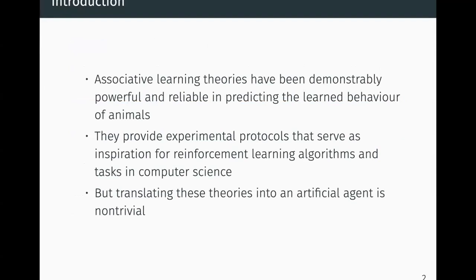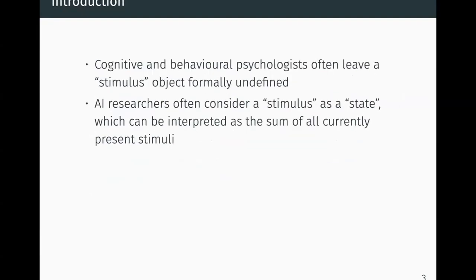To introduce the topic, animal psychologists have these associative learning theories, which are reliable in predicting the learned behavior of animals, and crucially, they also provide experimental protocols that can serve as inspiration for developing reinforcement learning algorithms and other tasks in computer science. The problem is that translating these theories into artificial agents has proved to be non-trivial.